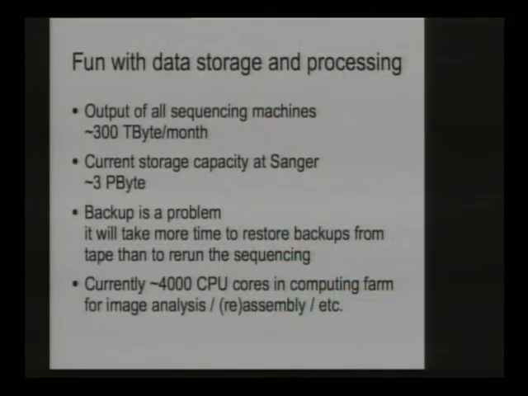Also, this whole analysis is kind of demanding. So running the image analysis on 4 terabytes per run kind of takes some steam. So we have at the moment about 4,000 CPU cores in the farm, and many of them are used for this image analysis. And then, of course, what do I do with these lines of reads I showed you? This stuff has to run somewhere as well to give me a better picture of what it actually is and what's in there.